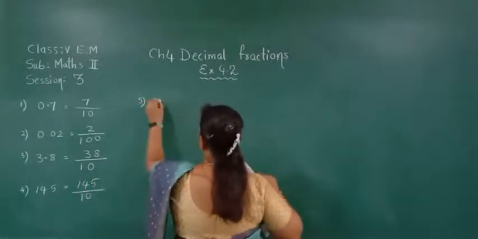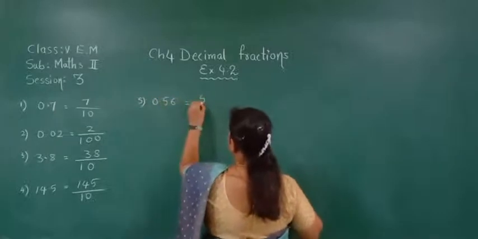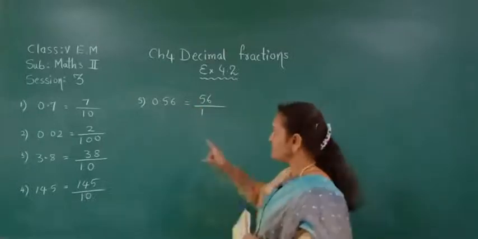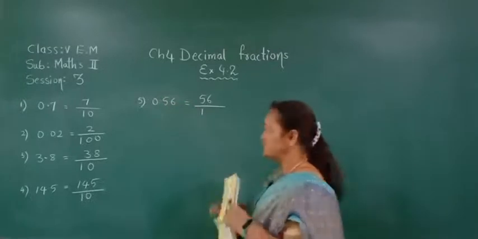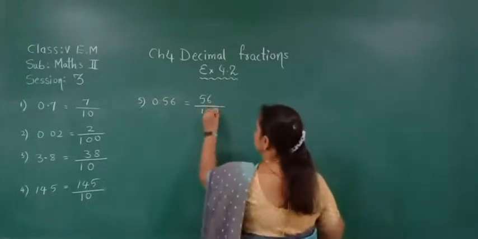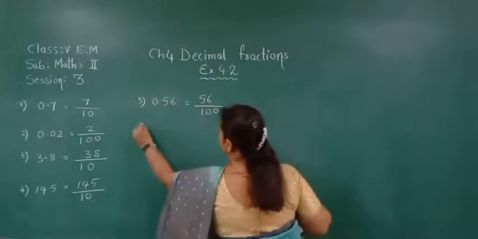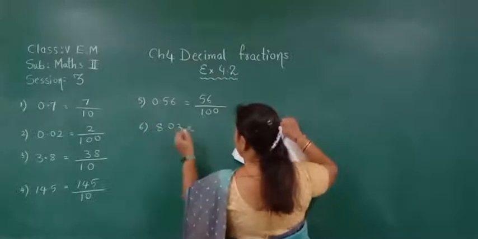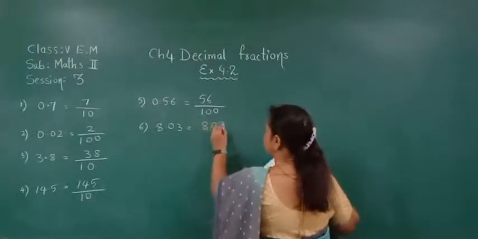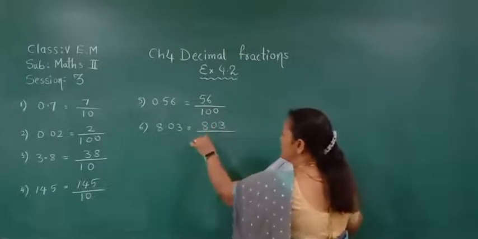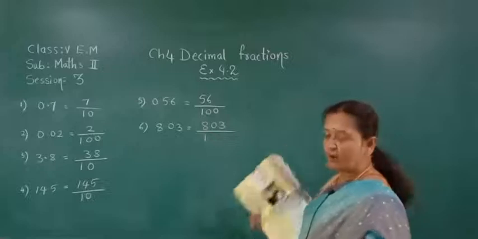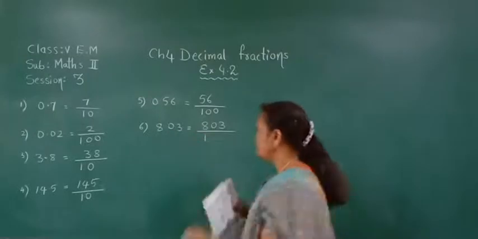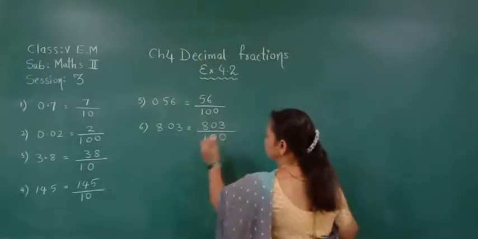Then fifth question is 0.56. So what you should do, write 56 together, draw one line, write 1. Then check after decimal how many digits are there? 2 digits. So add 2 zeros. So this is 56 by 100. Then sixth question is 8.03. First write 803 together, then draw one line, write 1. Then after decimal, how many digits are there? After decimal we have 1 and 2. So add 2 zeros.